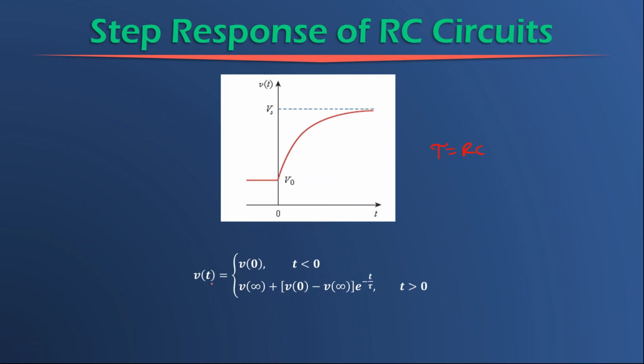So this is then our final equation. V as a function of time will give you V infinity plus (V0 minus V infinity) e to the negative t over tau. That's when t is greater than 0, and at any point in time where t is smaller than 0, V will equal V0.